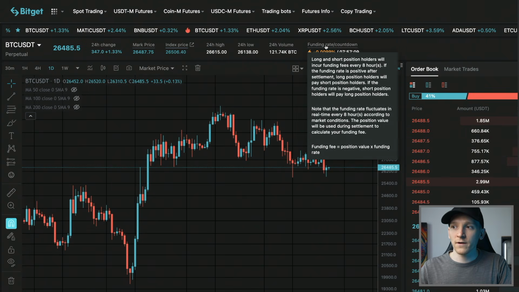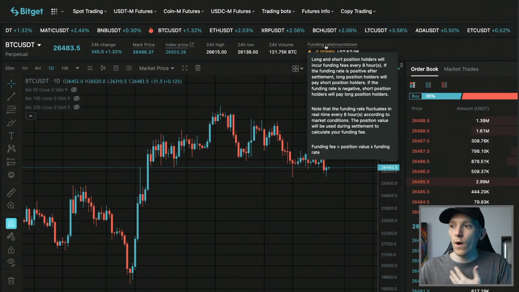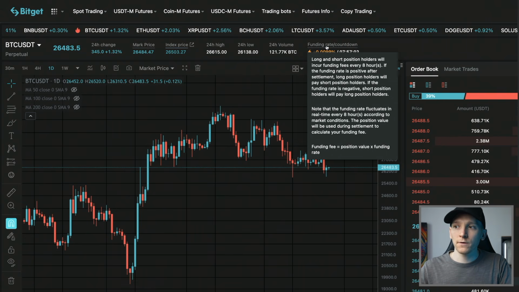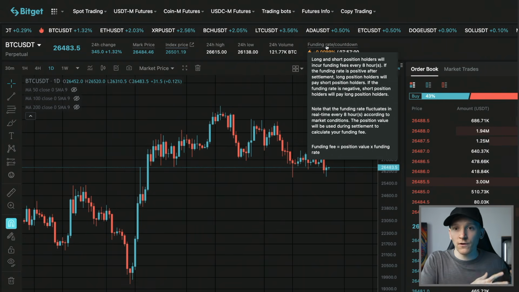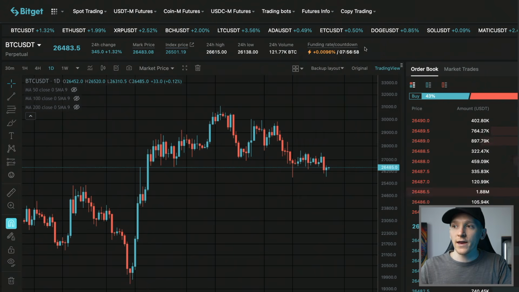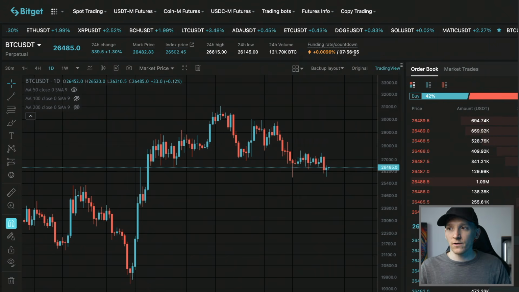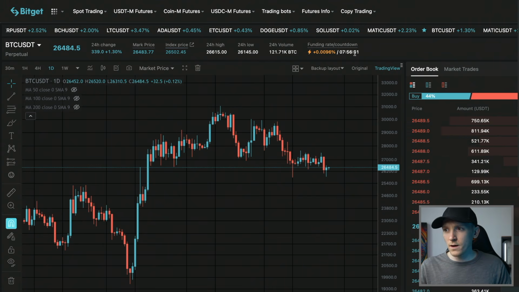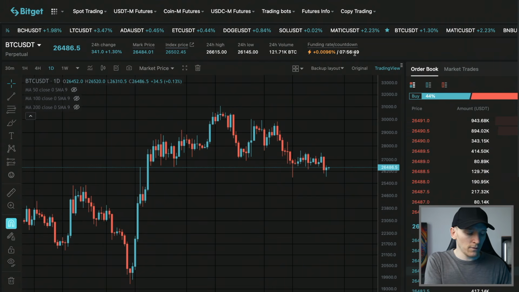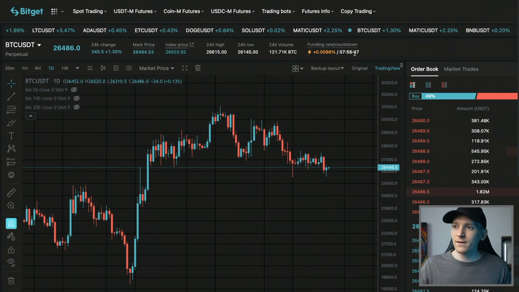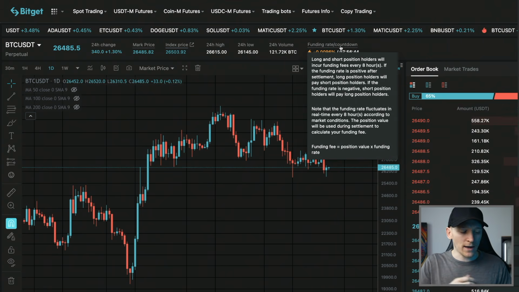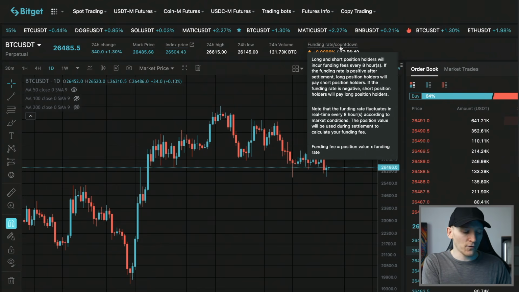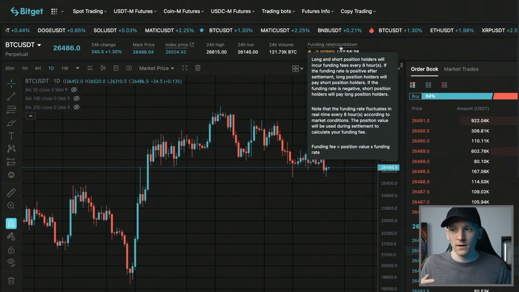So what we have here, as you can see, is that when the funding rate is positive, long position holders will pay short position holders. So if you're going long, then you'll have to pay this funding rate. Now, as you can see right now, the funding rate is around 0.0096%. And I think there's a funding every 8 hours. So you can times that by 3 to get a day rate, and then times it again by 365 to get a yearly rate, and you're looking at around 10.5%.